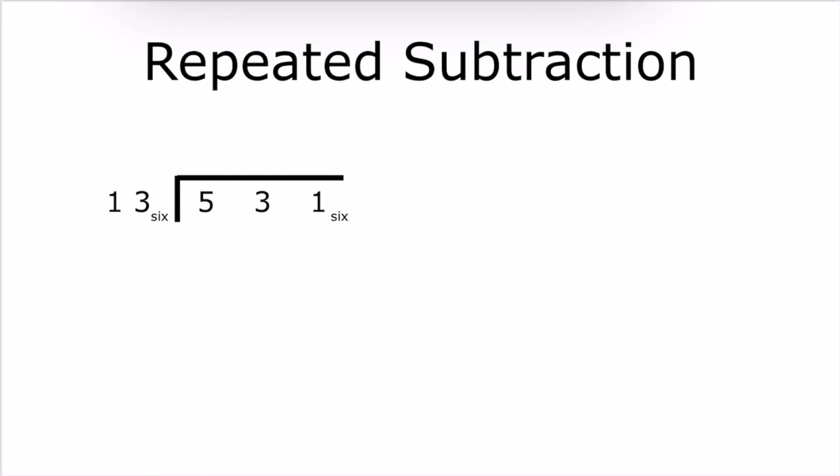So for this one, I'm going to say, okay, well, if I have 5, 3, 1, I definitely have enough to make 6 groups of 13, because 6 groups of 13 would require 1, 3, 0, because 6 times 1, 3 would be 1, 3, 0 in base 6. So this amount is going to be 6 groups, or 1, 0 groups of 13. So I'm going to subtract that, and that gives me 4, 0, 1.